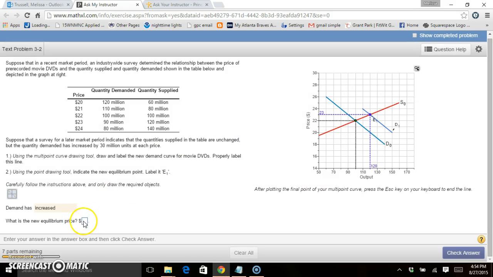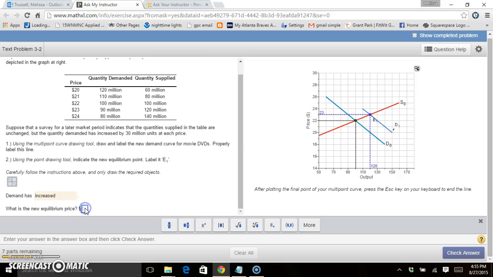Our new equilibrium price is right here where the new demand curve crosses the old supply curve, and that's at a price. Remember, price is on the vertical axis, so it's at a price of $23. So our new equilibrium price is 23.